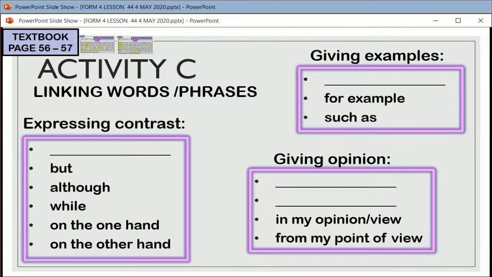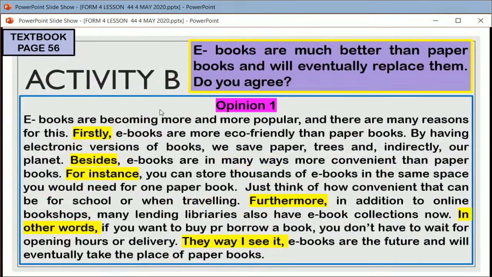Giving opinion. There are 2 phrases or linking words there that show opinion, like in my opinion, in my view, from my point of view. Okay, because you're talking about your perspective. So which one? There are 2. In opinion 1, do you think there is any phrase there that shows giving opinion?